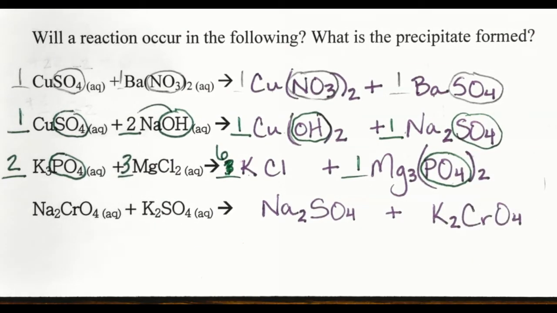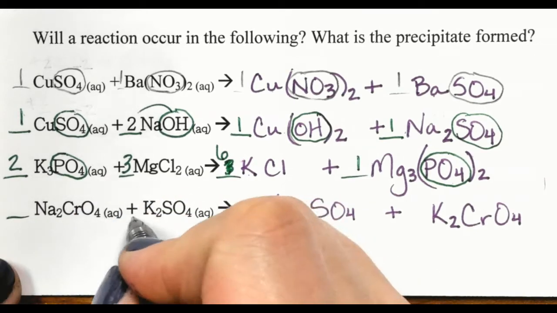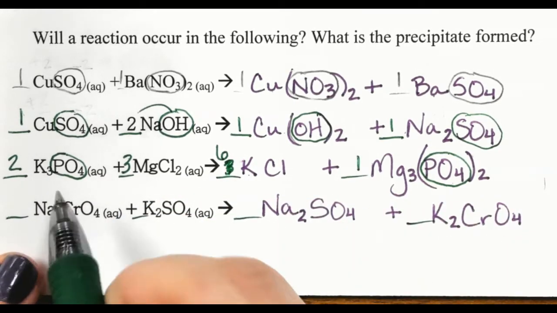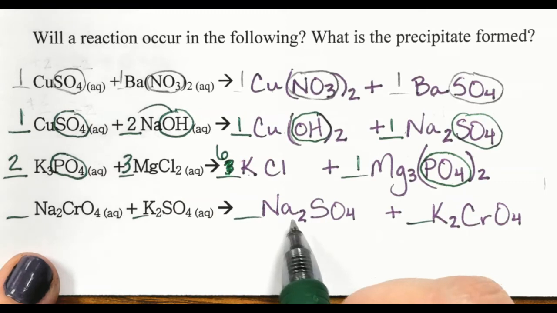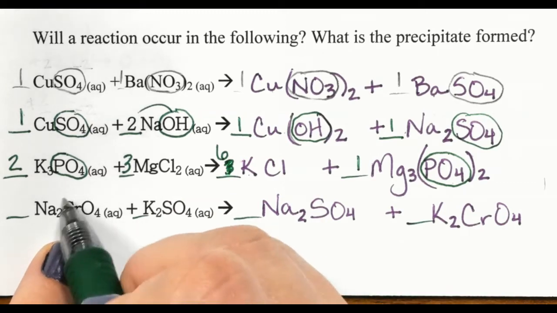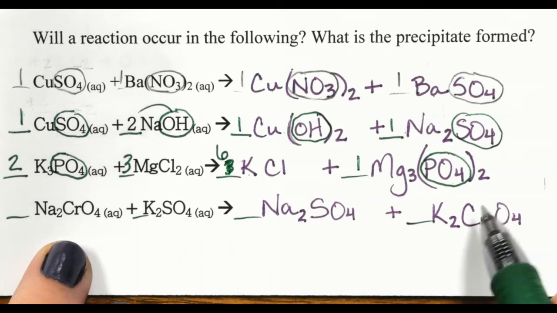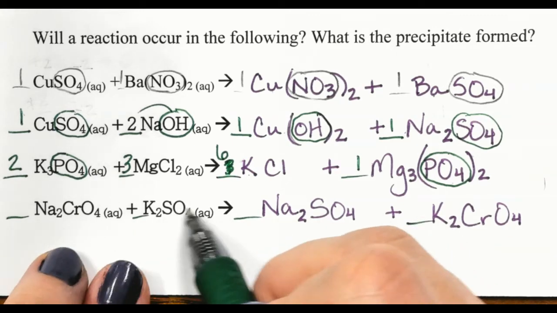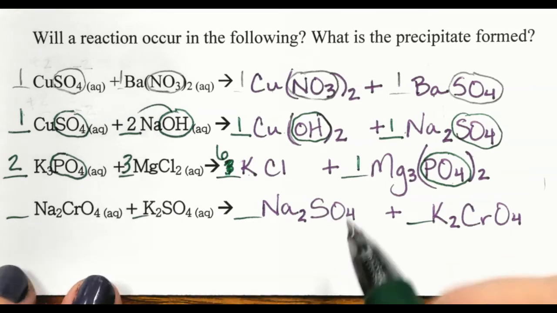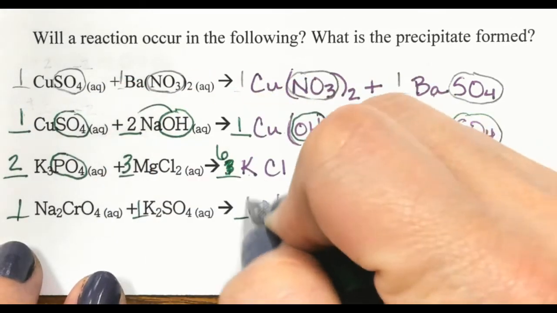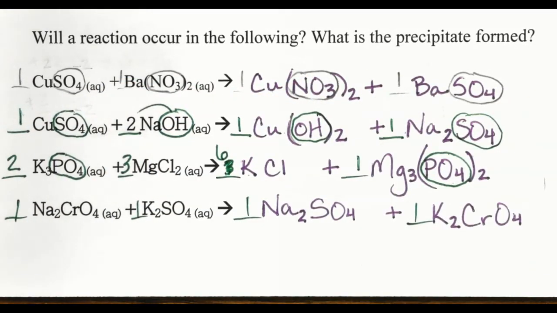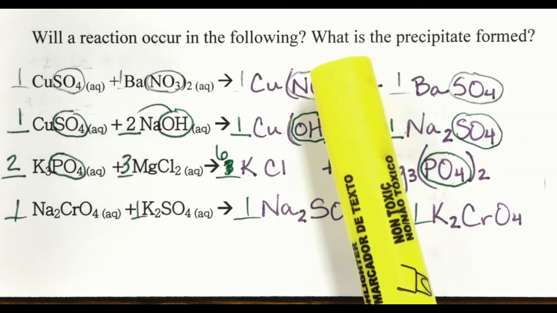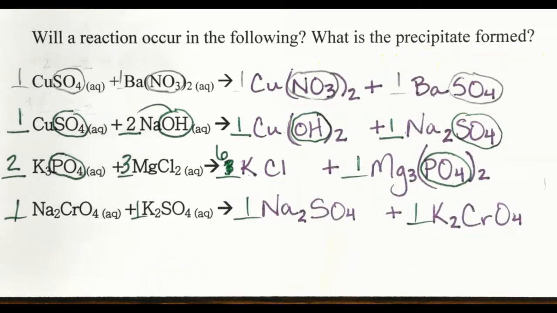So finally, let's balance the equation. Put my blanks here, here, and here. We have 2 sodium, 1 chromate, CrO4, 1 chromate, 2 potassium, 1 sulfate, 1 sulfate. So this is balanced with a 1, 1, 1, 1 ratio. Okay, I'm going to use my highlighter because the very last thing I need to do is identify what is the precipitate that was formed.